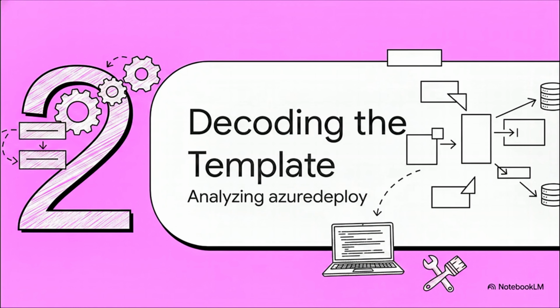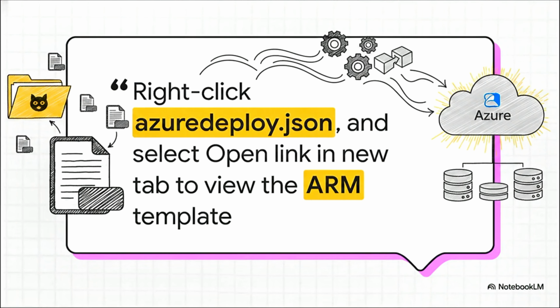Which brings us right to Section 2, decoding the ARM template. In your lab, you'll be navigating over to a GitHub repository to track down a file named azuredeploy.json. Now, this isn't just a simple text file. It is your precise architectural blueprint.